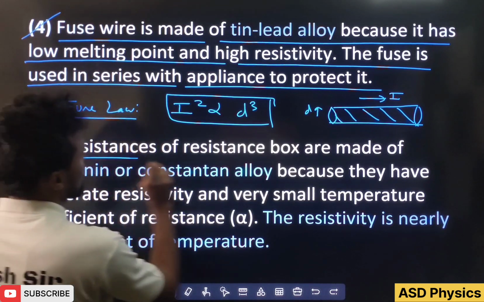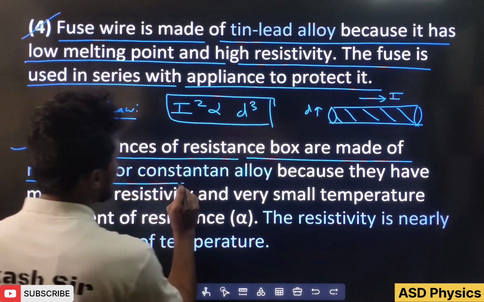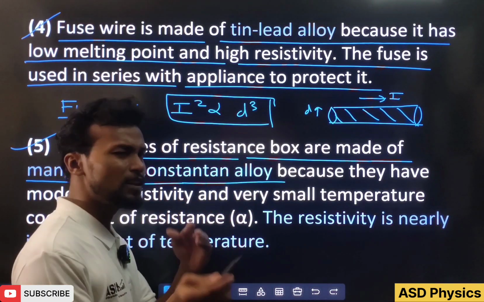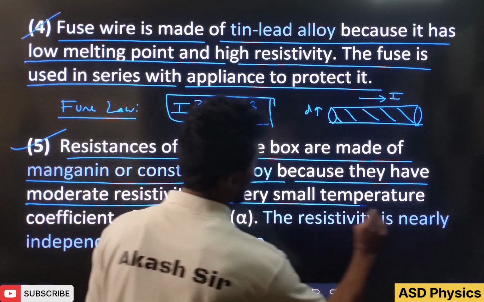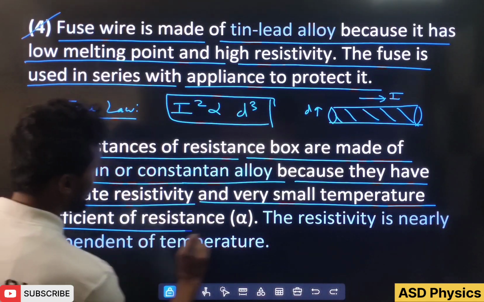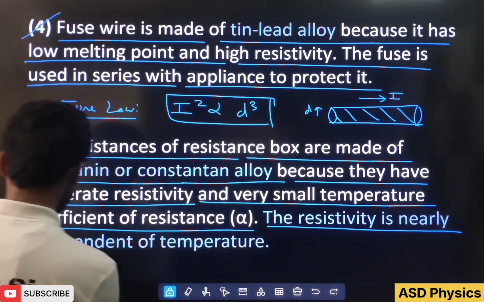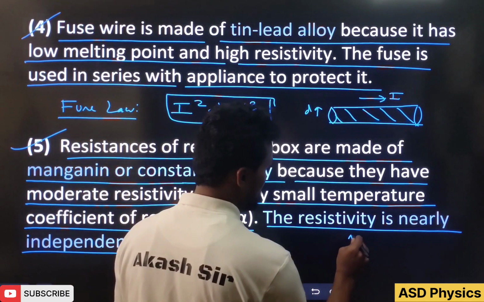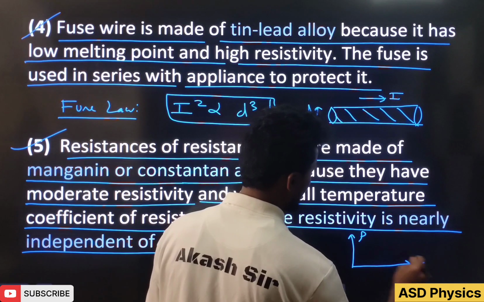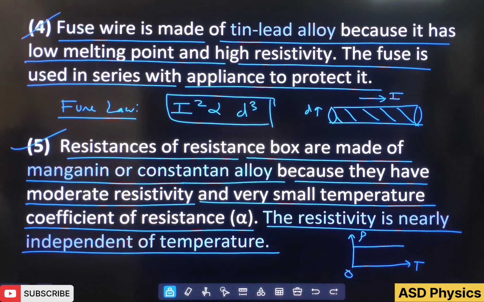Fifth one, students, the resistors of a resistance box are made of manganin or constantan alloy. As I have told you, alpha is nearly 0 because they have moderate resistivity and a very small temperature coefficient of resistance. That means alpha is nearly 0. The resistivity is nearly independent of temperature, as I have drawn the graph before also. How was the graph, students? This was rho and this was the temperature. It was nearly constant. Kindly see it. Okay, great.